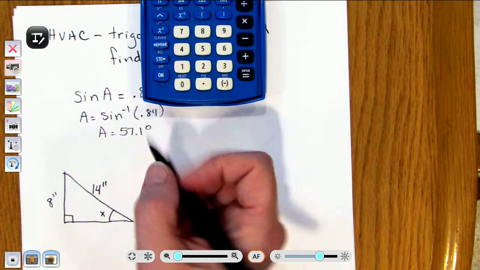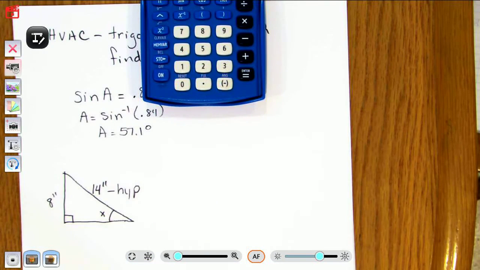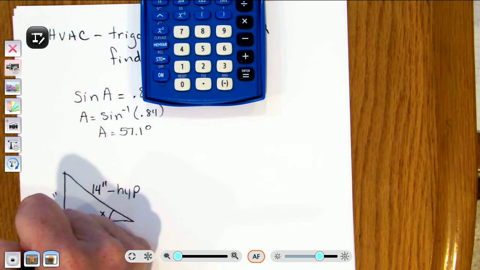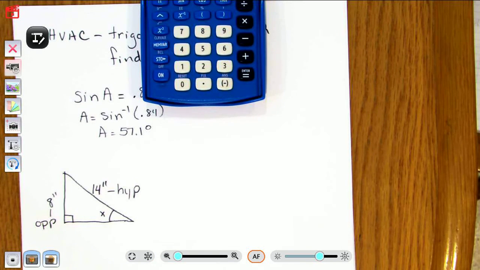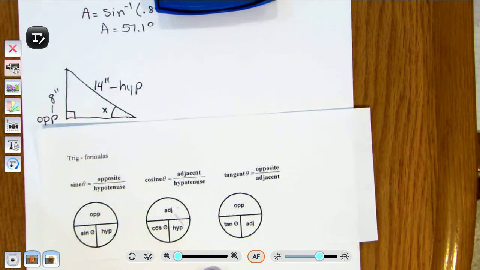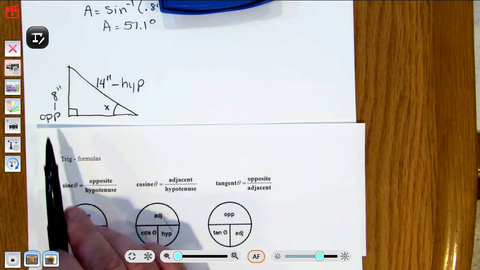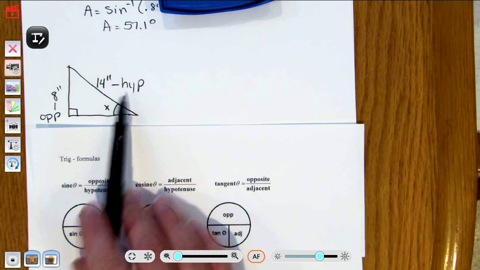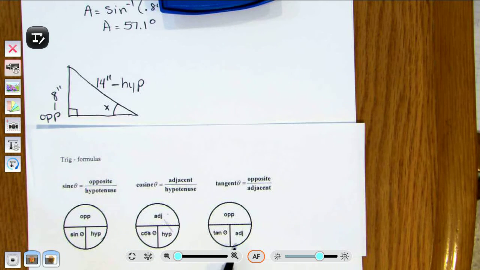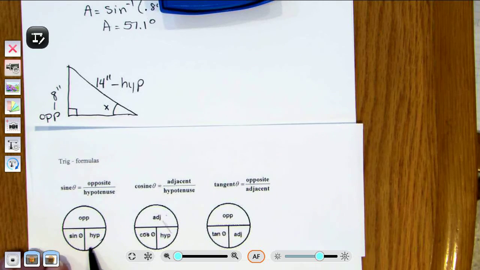This guy here is my hypotenuse. He is the longest side across from the 90. This guy here is across from that, so this is my opposite. I'm going to bring my circles back from the last video. There they are. Put them up there, slide things up so you can see them. So we've got our opposite and we have our hypotenuse. So we're looking at our three circles. We're looking for opposite and hypotenuse, and that is going to be in my sine function.